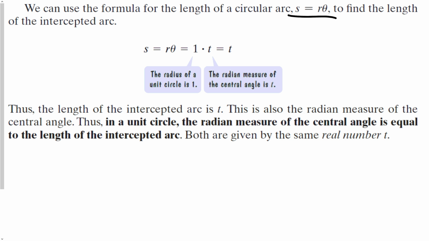But because the radius is 1, the length of the intercepted arc is the same as the radian measure of the central angle. That's why the unit circle is so special. In a unit circle, the radian measure of the central angle is equal to the length of the intercepted arc, and both are given by some variable. Mostly we'll use t, some real number t. Okay, that's going to be very, very helpful.